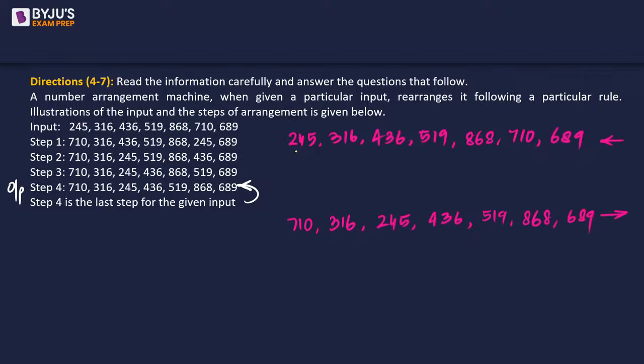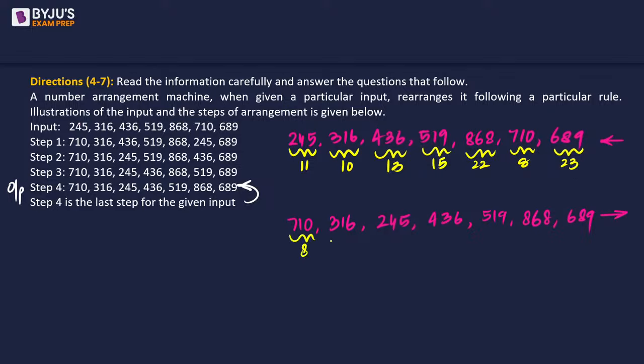Right? So the sum of the digits is 11. Here the sum of the digits is 10. Here the sum of the digits is 13. Here the sum of the digits is 15. Here you have 22. Here you have 8. And here you have 23.